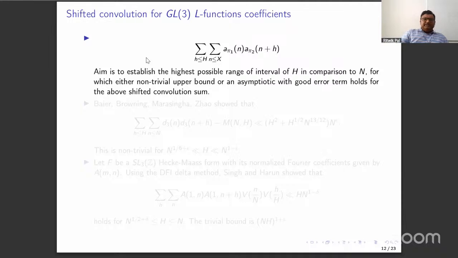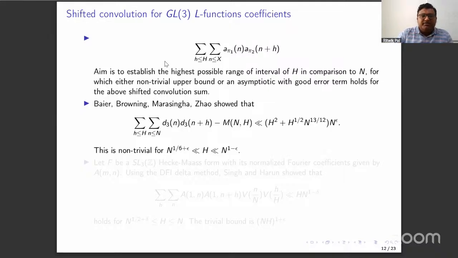What usually happens is that when h is a little bigger compared to n, for example when h is bigger than n to the power half, it is relatively easier to get a cancellation. So the challenge appears when h is less than n to the power half. First, it was due to Baier, Browning, Marasingha, and Zhao.